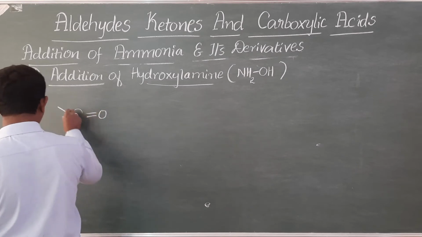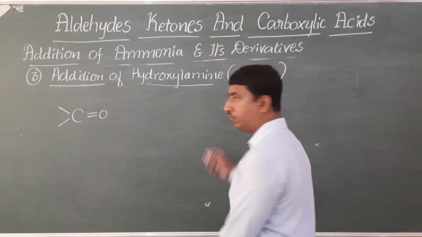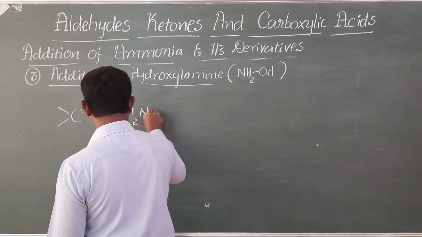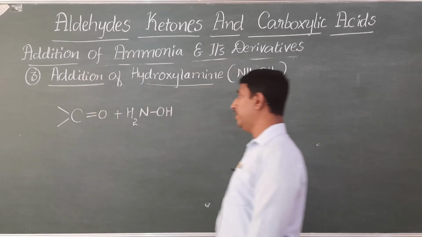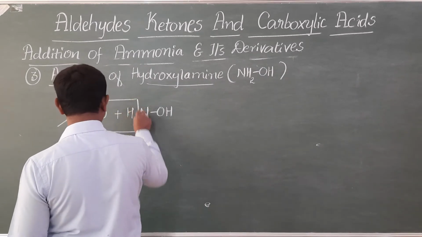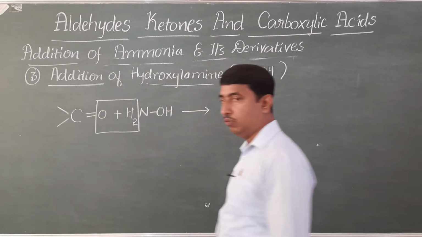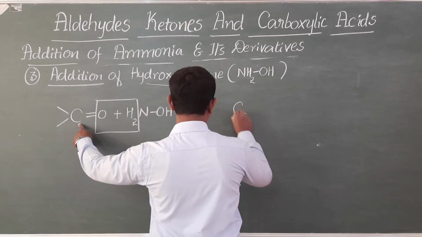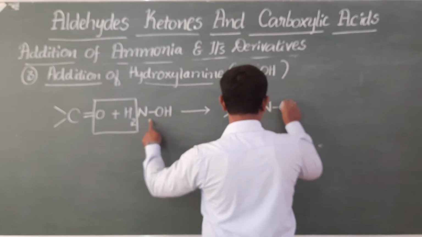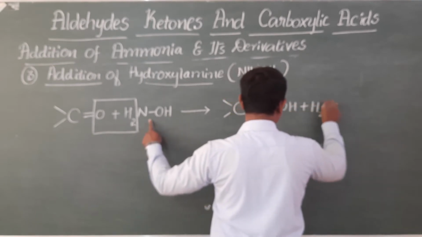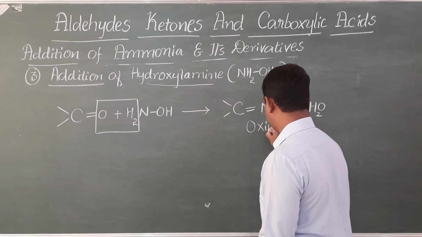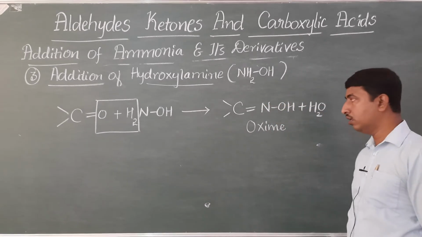C double bond O. What I have to show? Removal of water, correct? So I will write it like this. It is H2NOH. You have to write hydroxylamine as H2NOH. Removal of water, write the remaining thing, that is C, then double bond, here it is NOH, plus H2O. This product is called oxime.